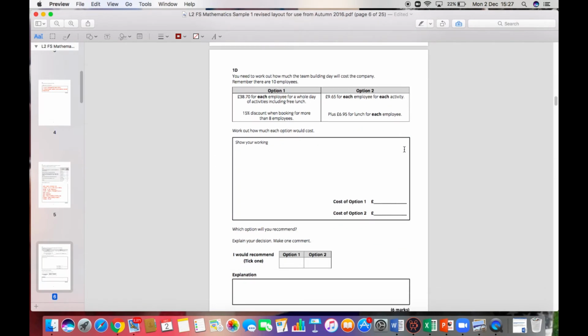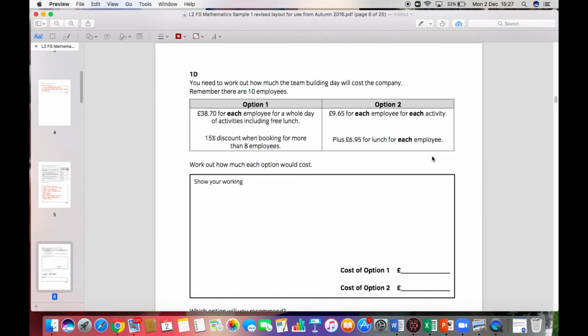Okay, so moving on to 1D. Okay, now 1D is a lot easier than people realise. I think people get confused with percentages and fractions and whatever. So let's have a little read of the question.